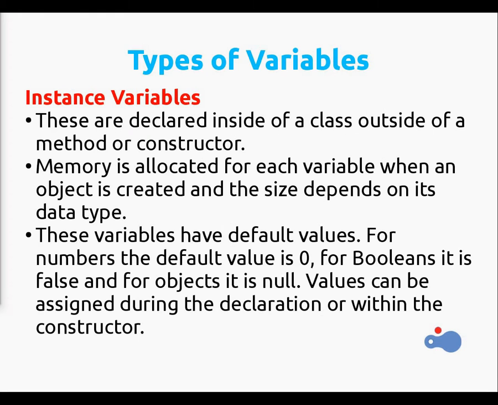So instance variables, these are declared inside of a class, outside of a method or constructor. Memory is allocated for each variable when an object is created, and the size depends on its data type. These variables have default values. For numbers, the default value is 0. For booleans, it is false, and for objects, it is null. Values can be assigned during the declaration or within the constructor.